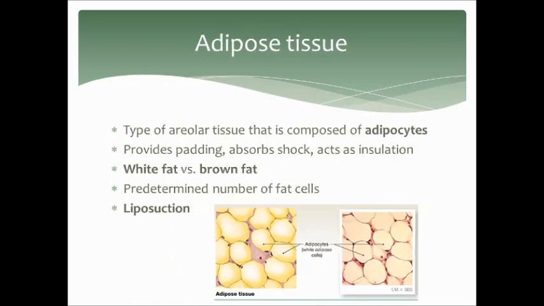Adipose tissue is very similar to areolar tissue, but it's more composed of adipocytes. Adipocytes are fat cells, so this is going to be fat tissue. It provides padding, absorbs shock, and acts as insulation. So white fat versus brown fat is just a difference in color. Brown fat tends to be more vascularized, which gives it its darker color.